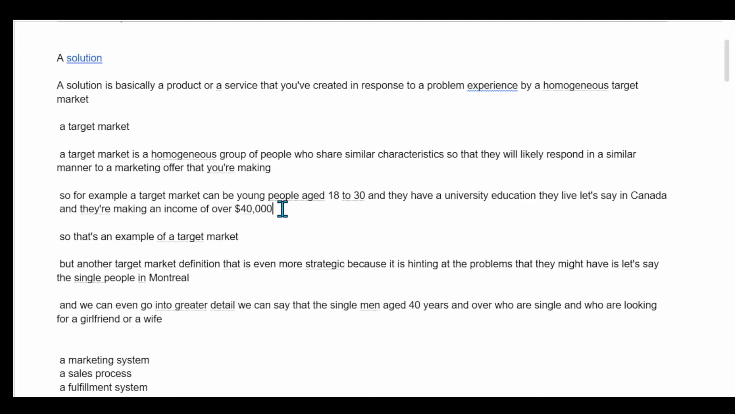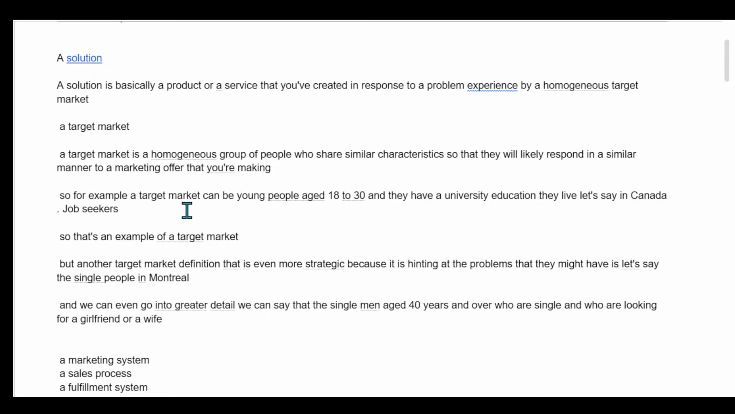So we can say that maybe here, what is their problem? Maybe they're job seekers. That's kind of an important problem. So we can create solutions over here that will respond to the challenge experienced by young people 18 to 30 who are looking for a job. Well, if they're looking for a job, it means that here they're not making $40,000. So we're just going to eliminate their income. Sorry about that. And they live in Canada, and we can even be more precise.